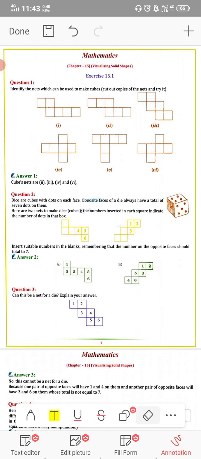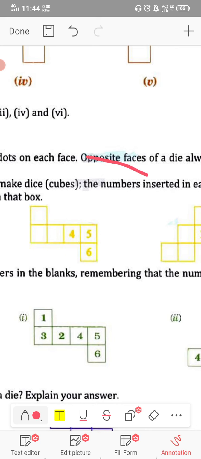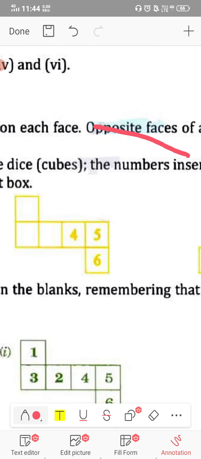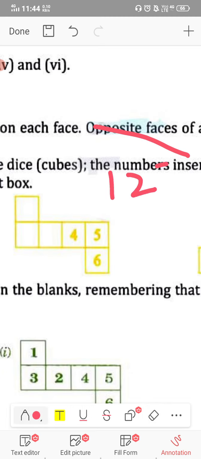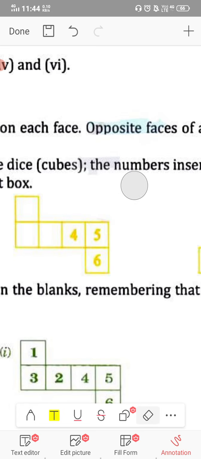Dice are cubes with dots on each face. Opposite faces on a die always have a total of 7 dots. Here are 2 nets to make dice. The number inserted in each square indicates the number of dots in that box. So you have to fill the numbers in these faces. Now we can see that here we have 4, 5 and 6, and we have to fill in numbers 1, 2 and 3. Then how should we know which number we have to fill at which place?